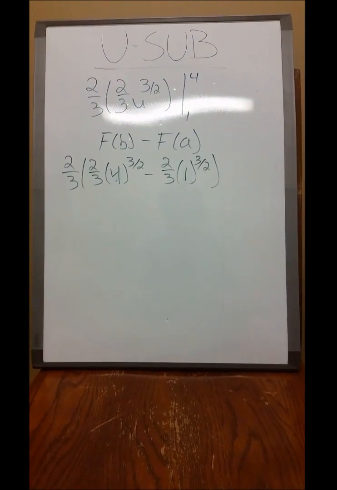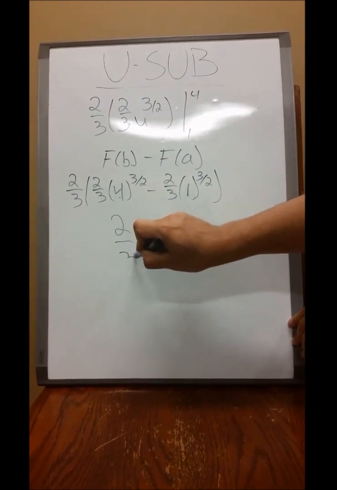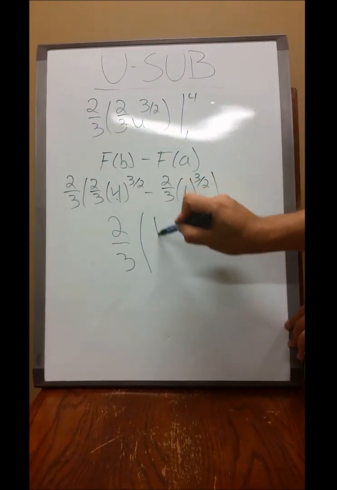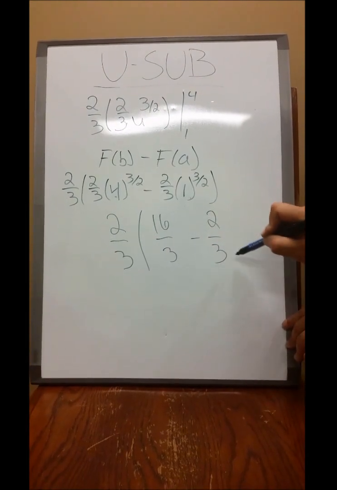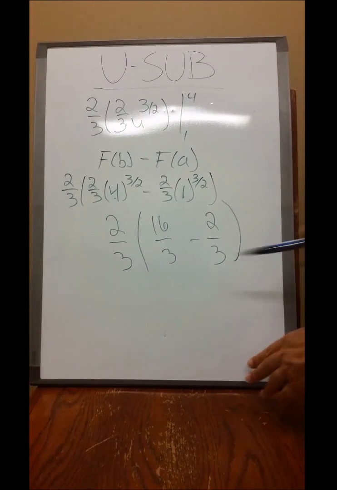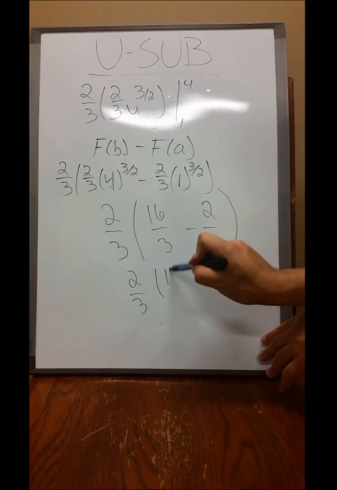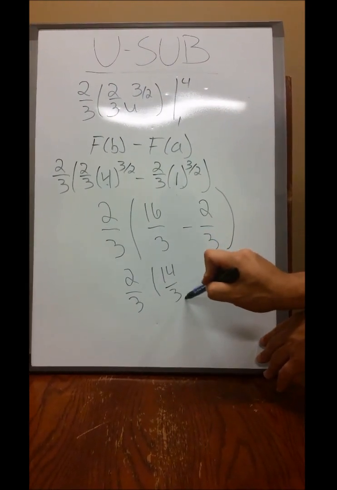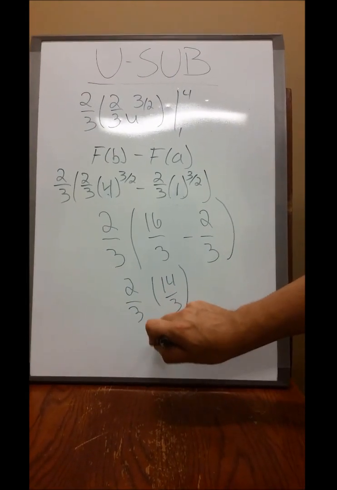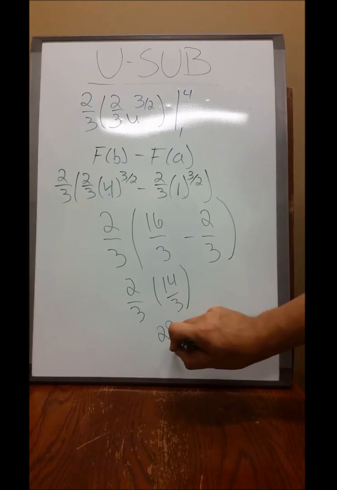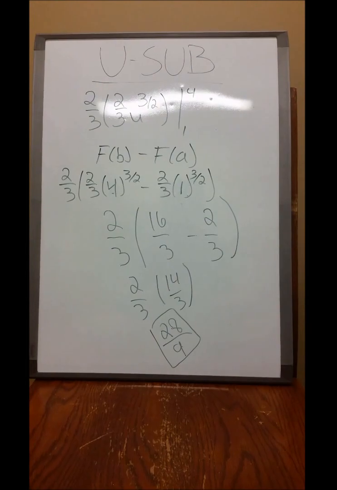And at this point, you have to simplify to make it easier to solve. So by simplifying, we get 2/3 times 16/3 minus 2/3. And simplifying even further, we get 2/3 times 14/3. And then our final answer turns out to be the same as the first method, which is 28/9. Proving that either way works, they both just have slightly different paths.